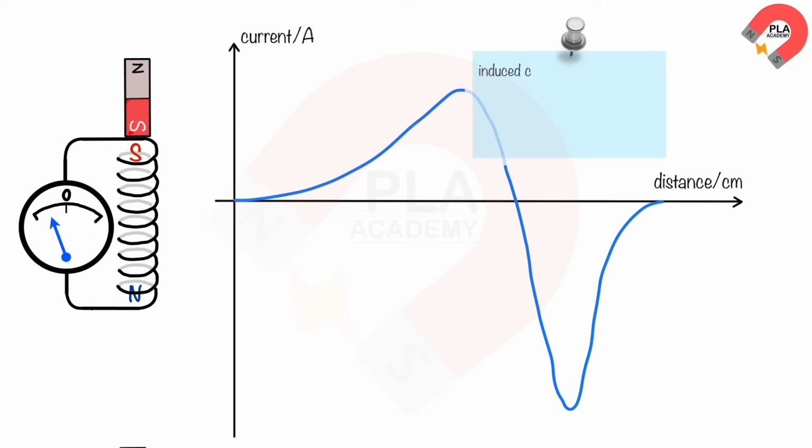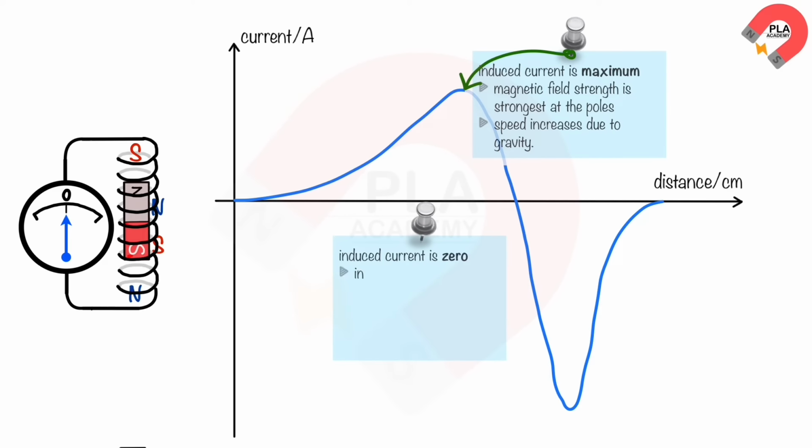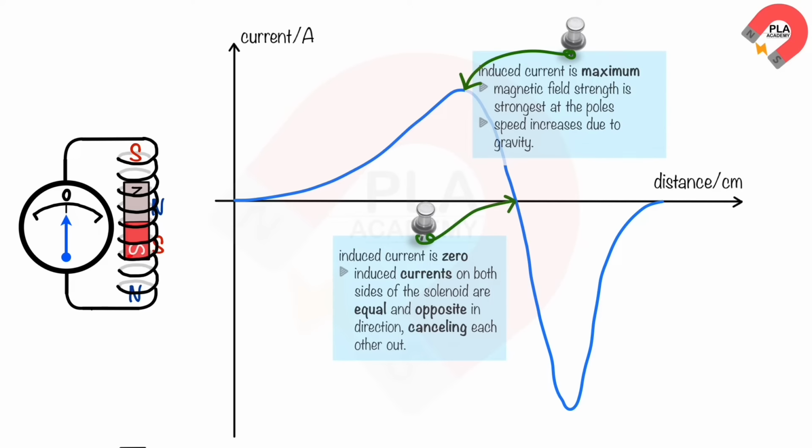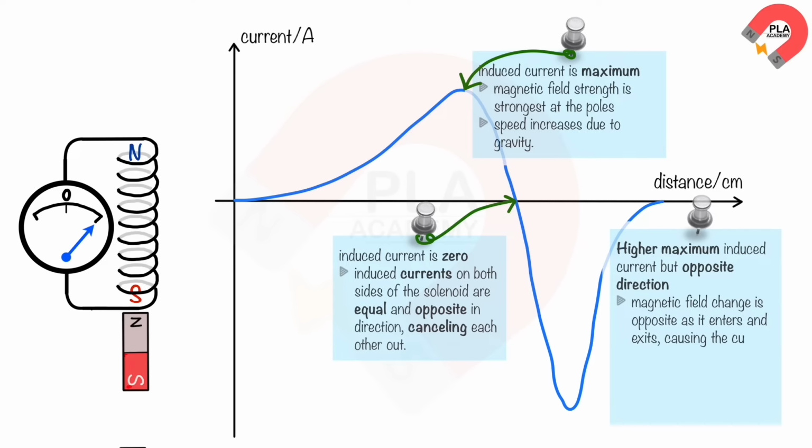The induced current is maximum when the magnet is entering the solenoid. This is because the magnetic field strength of the magnet is strongest at the poles and its speed increases due to gravity. The induced current is zero when the magnet is at the middle of the solenoid. This occurs because the currents induced on both sides of the solenoid are equal and opposite in direction, cancelling each other out. The induced current then reverses and increases to another maximum when the magnet exits the solenoid. This is because the magnetic field change is opposite as it enters and exits, causing the current to reverse.